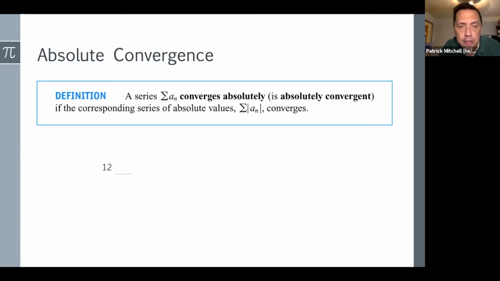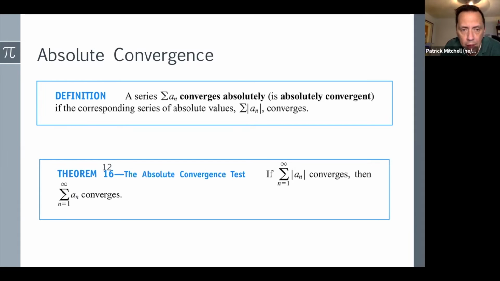And so the first thing we're going to talk about is absolute convergence. A series a sub n converges absolutely or is absolutely convergent if the corresponding series of absolute values, sum of absolute value a sub n, converges. And the reason that that's a helpful term to have is because it turns out that a series that converges absolutely also converges. And that is called Theorem 12.